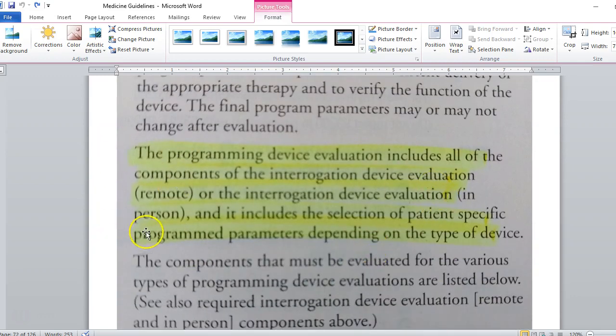Now, this is what's important. So this right here is on page 635, okay? And it tells us the programming device evaluation includes all components of the interrogation device evaluation remotely or the interrogation device evaluation in person. And it includes the selection of patient-specific program parameters depending on the type of the device. So again, they're letting us know that the programming includes the evaluation as well as it to be specific depending on the device and the patient.